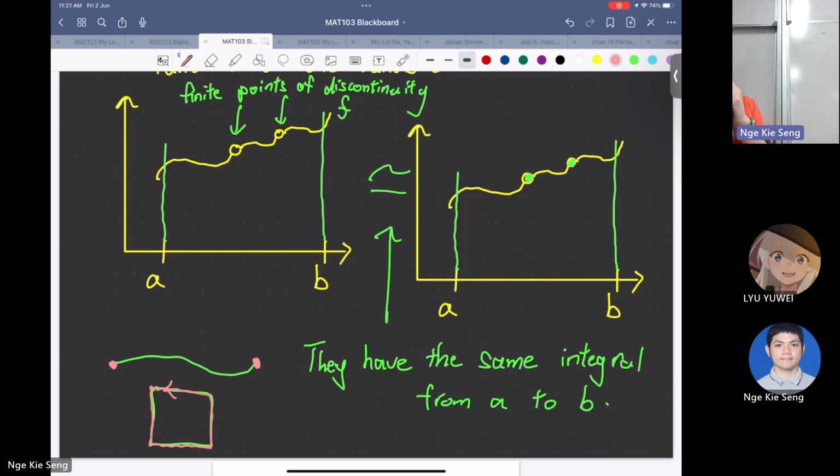What if the discontinuous point goes to infinity? Do we say it is integrable if it is infinity? Let me check: if the integral computes to infinity, do we still call it integrable?